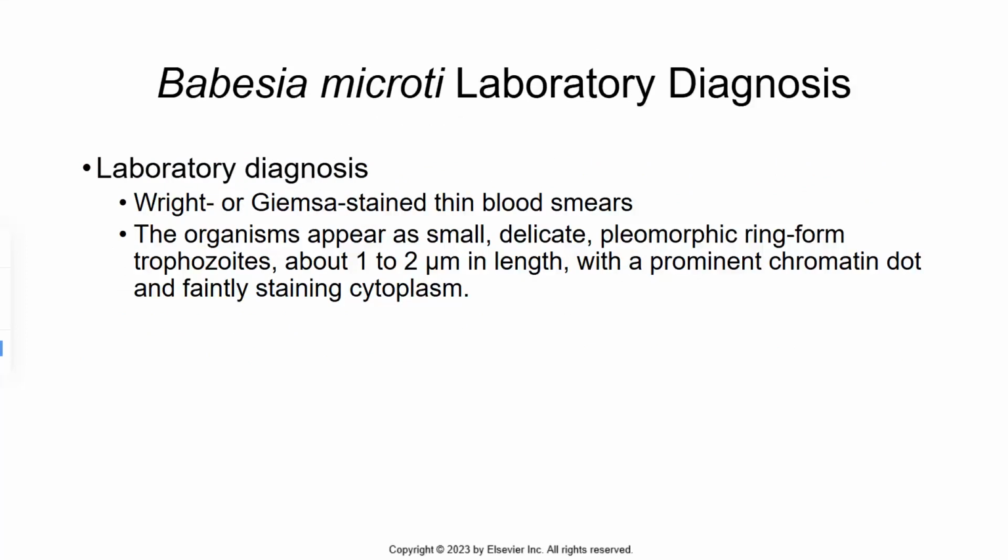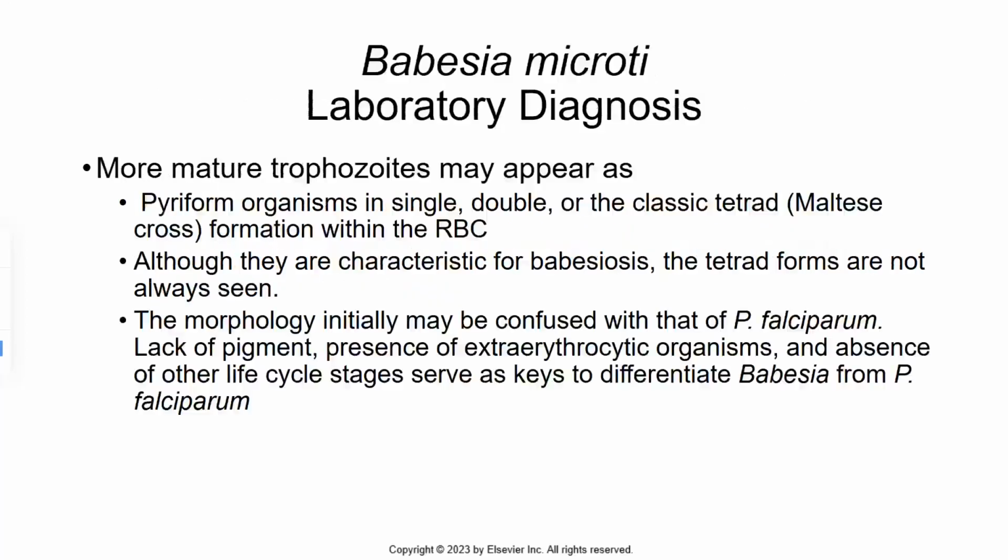Laboratory diagnosis: Wright or Giemsa-stained thin blood smears. The organisms appear small, delicate, pleomorphic, ring-formed trophozoites, prominent chromatin dot, and faintly staining cytoplasm. More mature trophozoites may appear as pyriform organisms, although they're characteristic for babesiosis. The tetrad forms are not always seen.